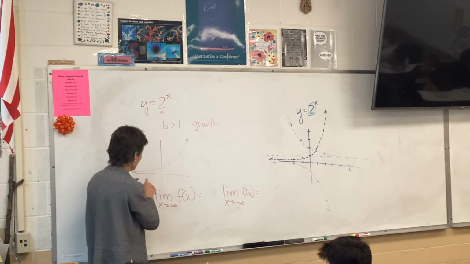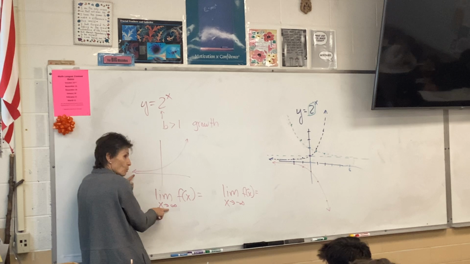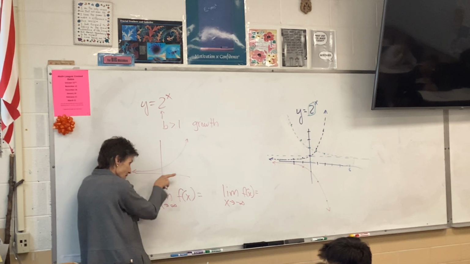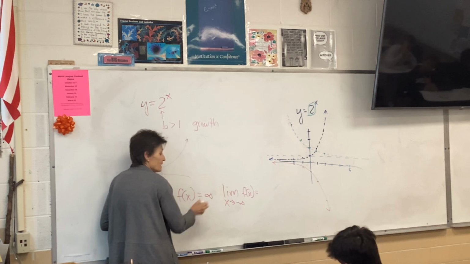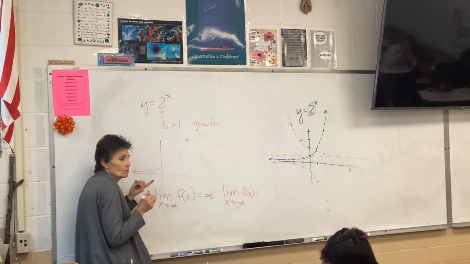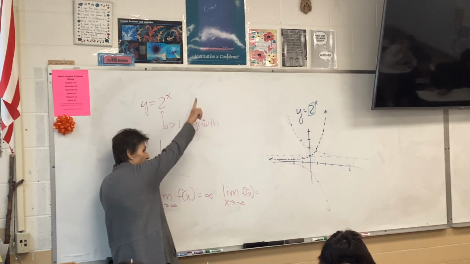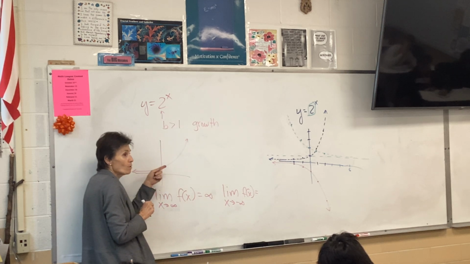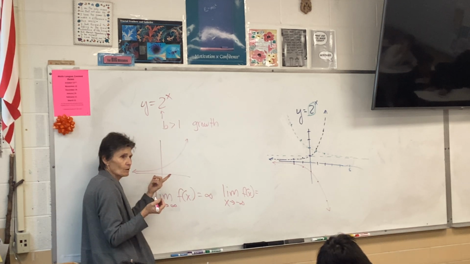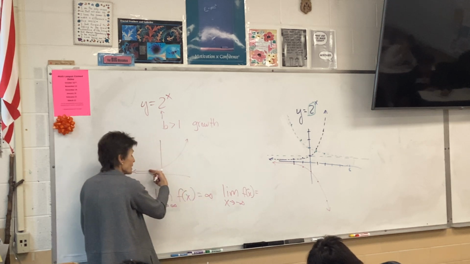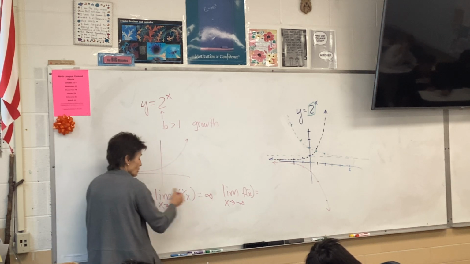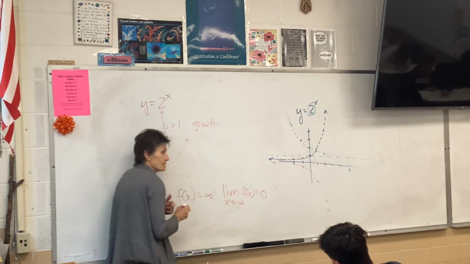Tell me what happens as I go right. Positive infinity. It goes up, infinitely huge. It's going up, up, up. That's what growth is going to do. Right? It's growing. Now, what happens as we go the other way? It gets closer to 0.